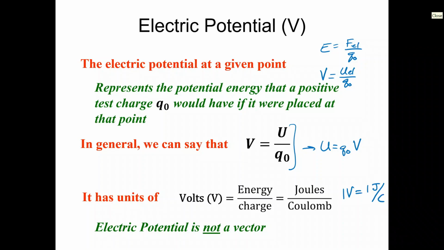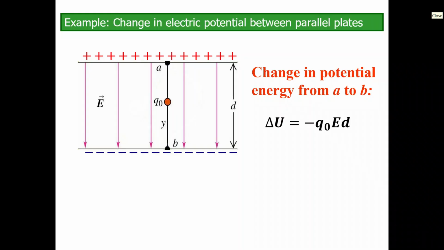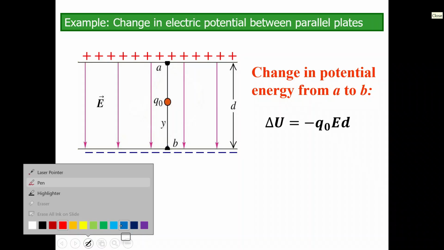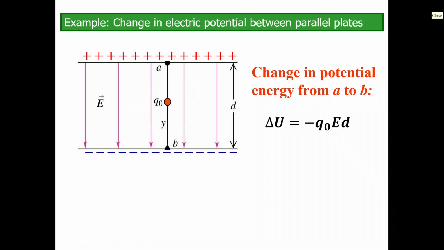Now, electric potential is not a vector because electric potential energy is not a vector. So actually, you'll find that you probably like working with electric potential a little better than you like working with electric field or electric force, because you don't have to do any pesky vector addition. So now we can use this relationship between the electric potential and the electric potential energy to find the potential at different points.